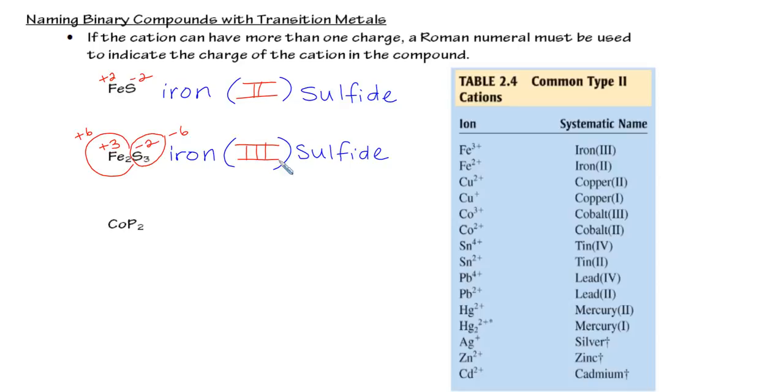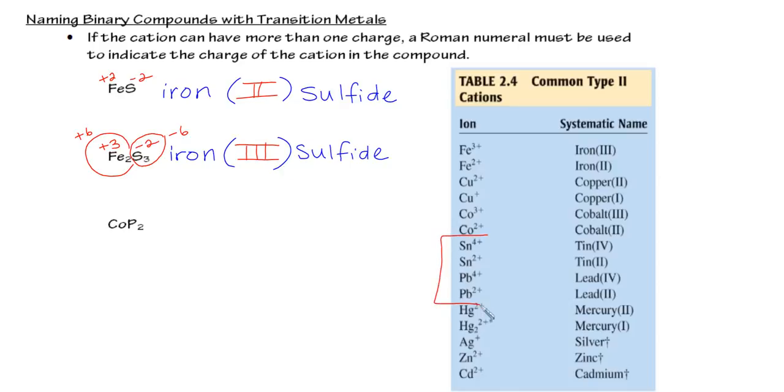Now this chart here gives you some common metals with multiple charges. I wouldn't try to memorize this whatsoever. It's not necessary. If I recognize that it's a transition metal, I need a Roman numeral. So I'm automatically going to look at the charge on the negative and balance that with the charge on the positive.